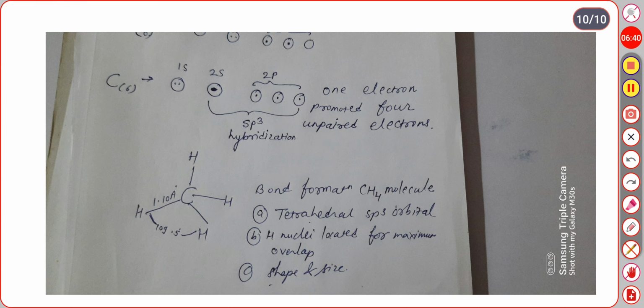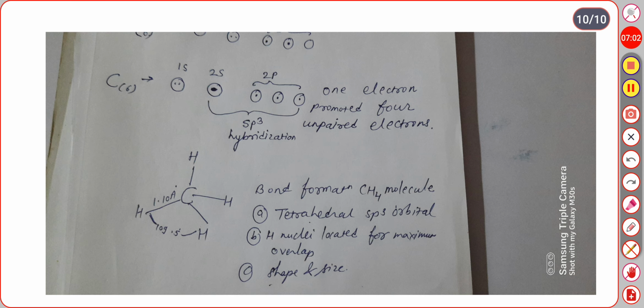1 electron from the 2s orbital is promoted to the 2p orbitals. As you can see in the diagram, it is known as sp3 hybridization. And you can see the bond formation of the CH4 methane molecule. It is tetrahedral sp3 orbitals, with H nuclei located for maximum overlap.